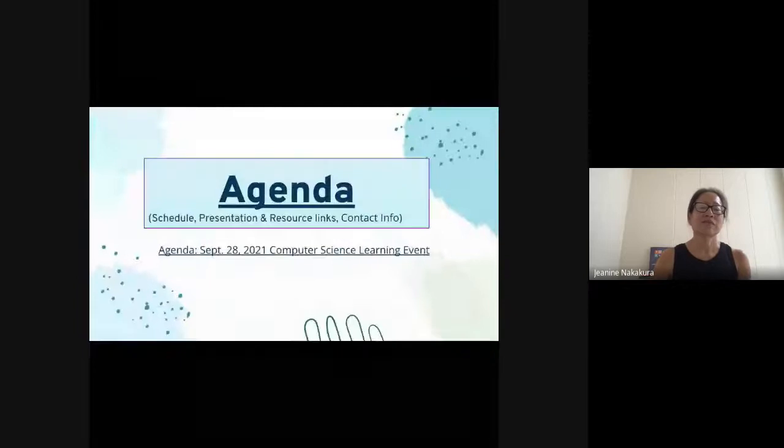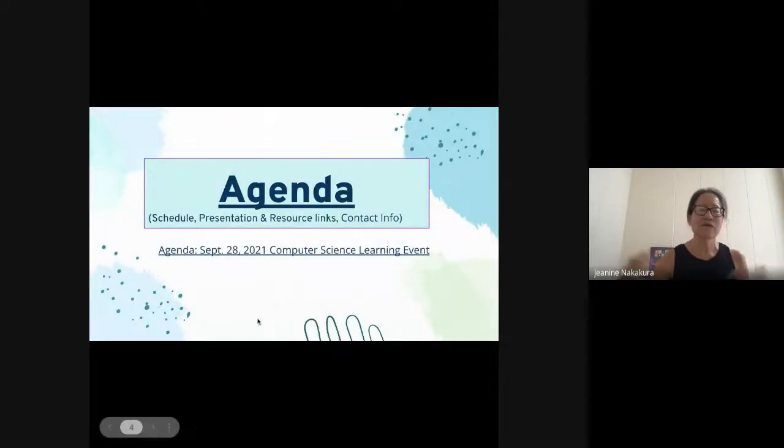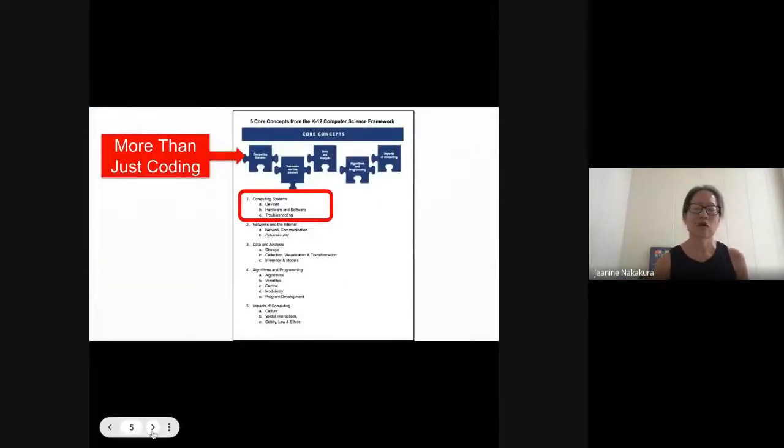So the purpose for today is just to give you an overview of computer science, and hopefully you can walk away with something that you can use tomorrow, or at least something new you learned. We already covered the 5 core concepts. We gave an overview last month in August. So this month we're going to focus on computing systems, which is one of the 5 core concepts.